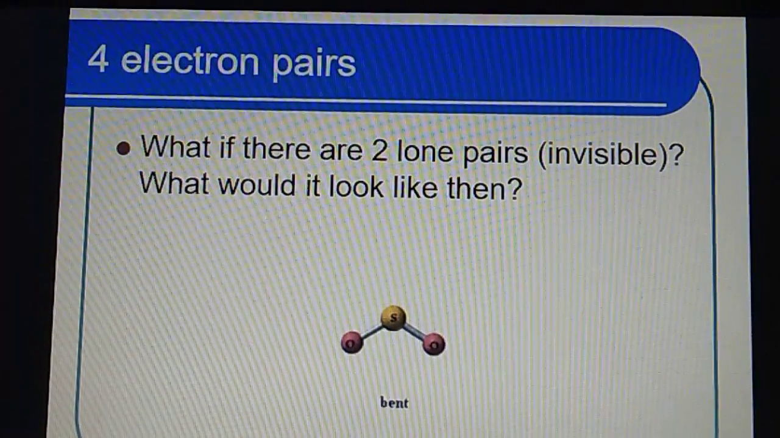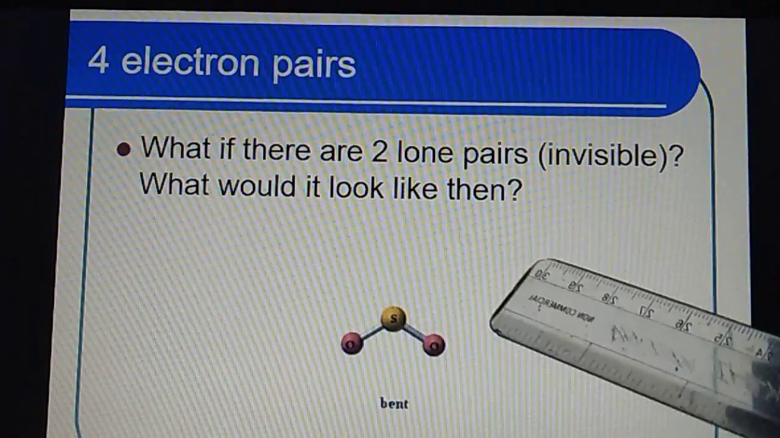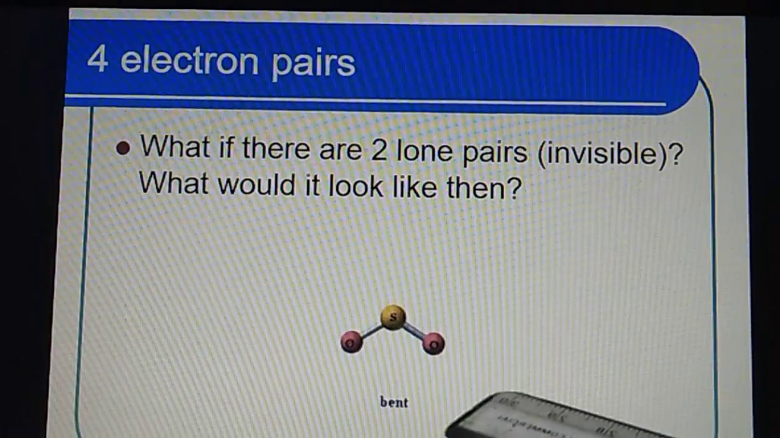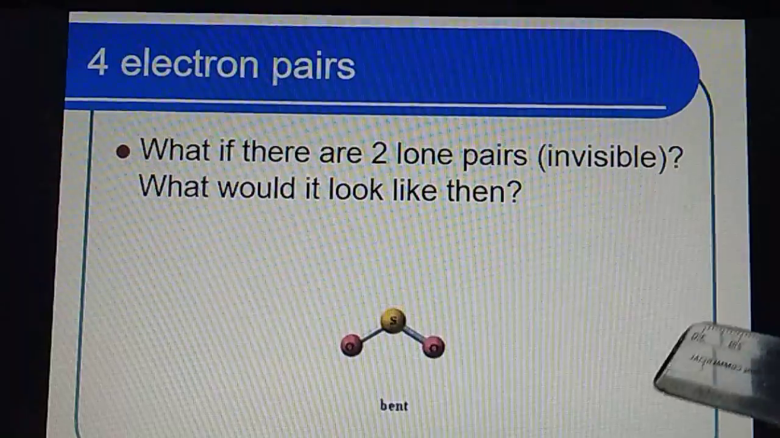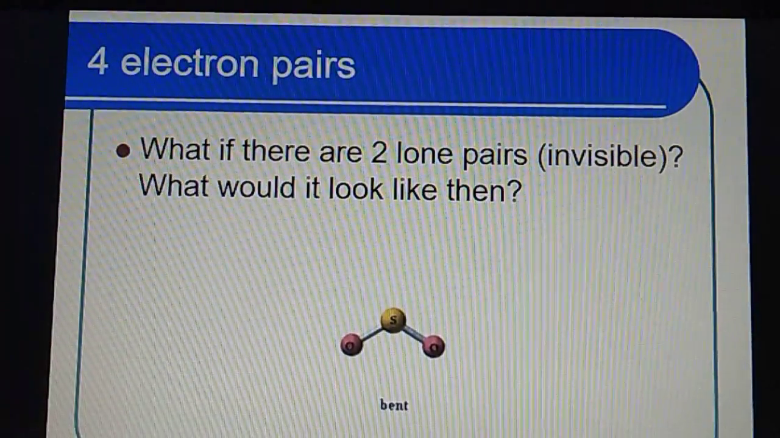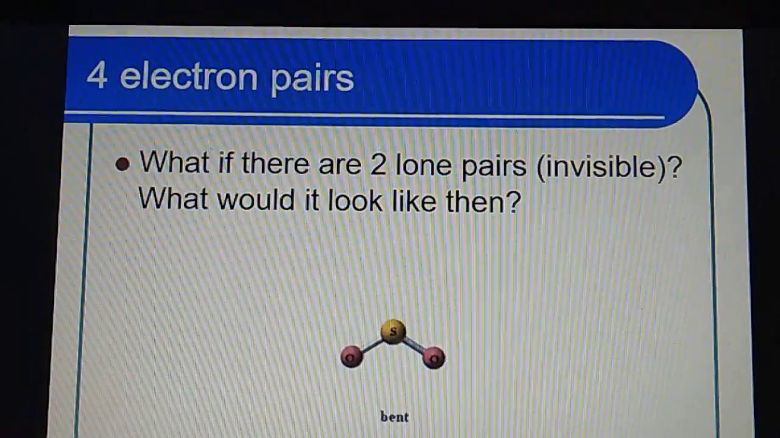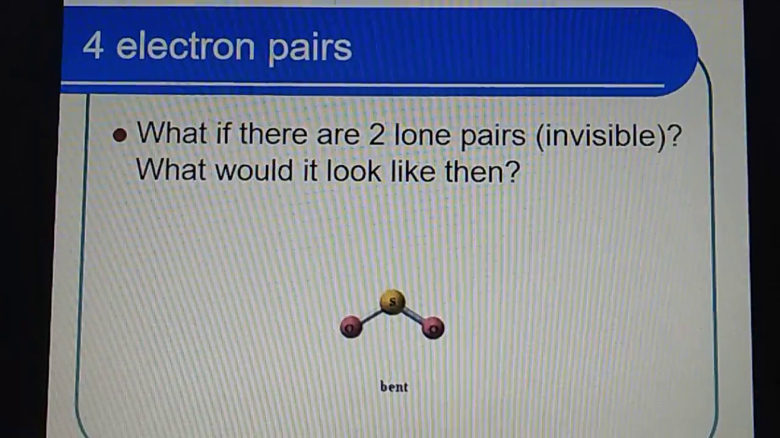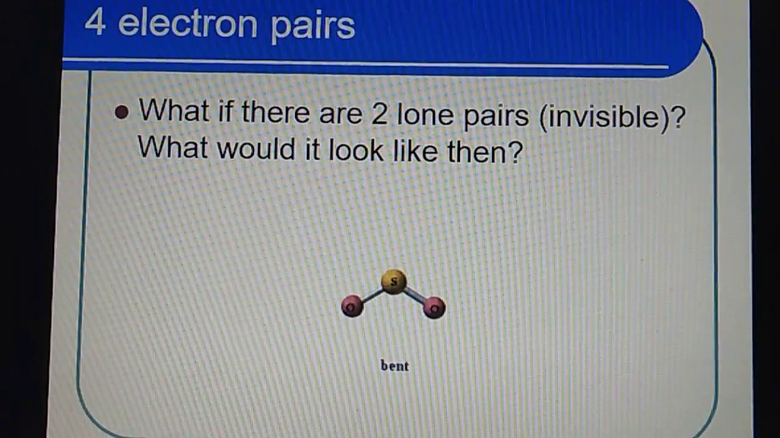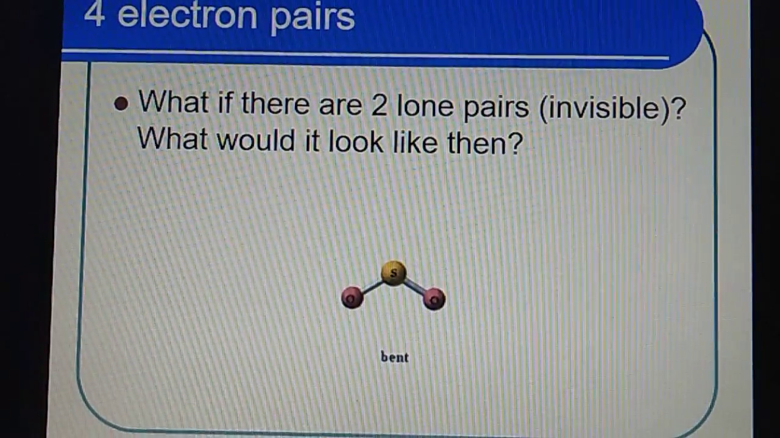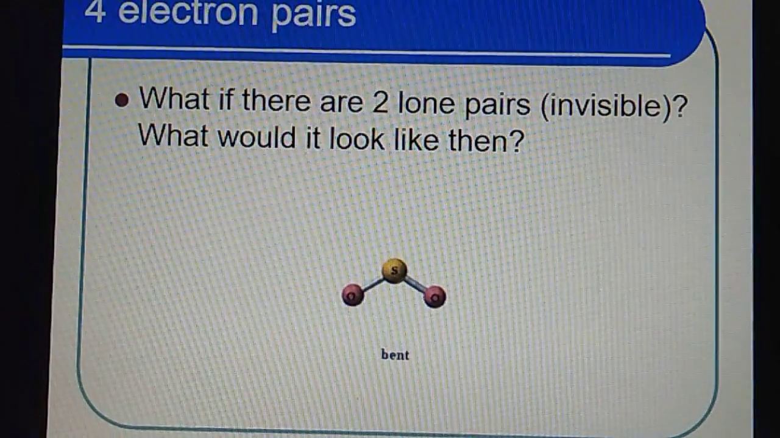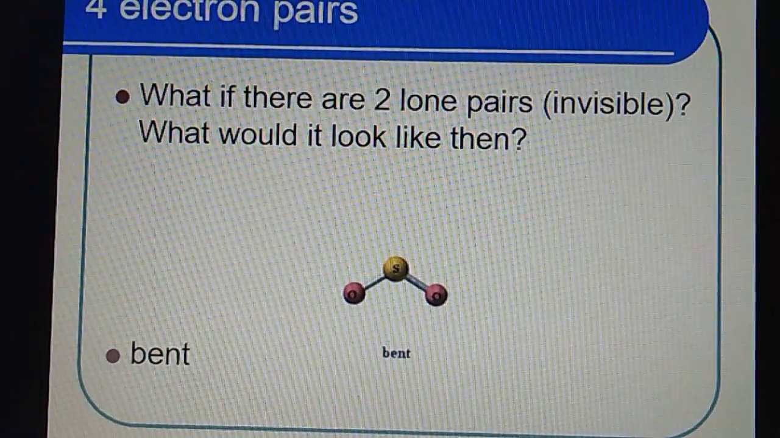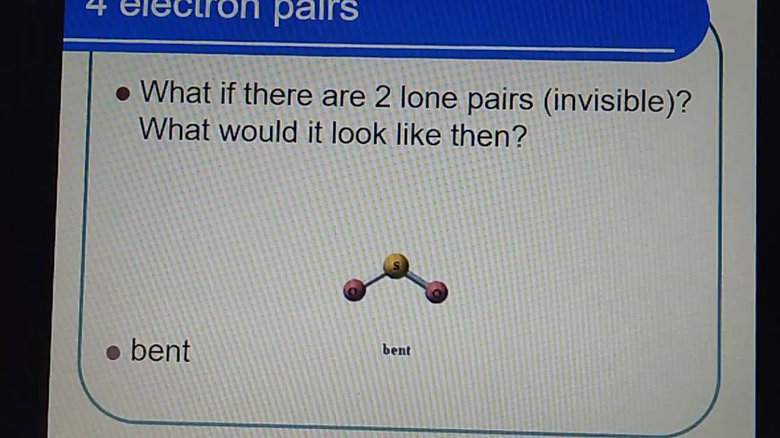What would be the shape if there are 2 lone pairs and 2 bond pairs, student? The lone pairs do not participate in bond formation, so what is left? Only the bond pairs are left, because the lone pairs are invisible. They cannot be seen. So what would be the geometry? With 2 lone pairs and 2 bond pairs, the shape will again be bent. Now let us move to 5 electron pairs.